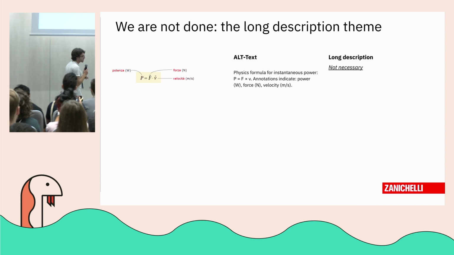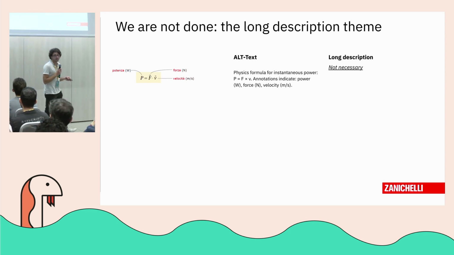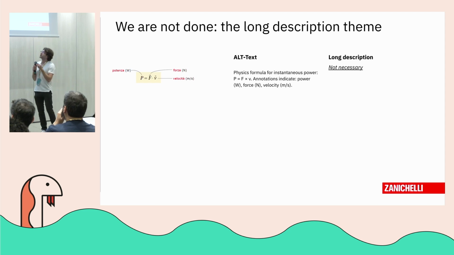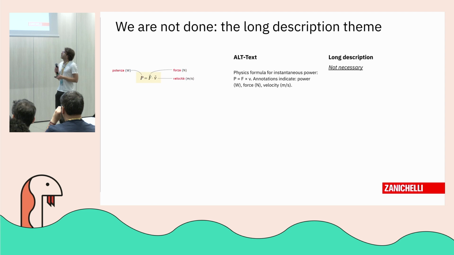So far we have discussed alt text, but there are some cases in which alt text is not enough. So let's look, for instance, at this image. If we want to describe this image to a person with visual impairments, it is enough to say that this is the physics formula for instantaneous power, which is computed using force times velocity and their respective unit of measurement. So it can be described in a few lines of text.